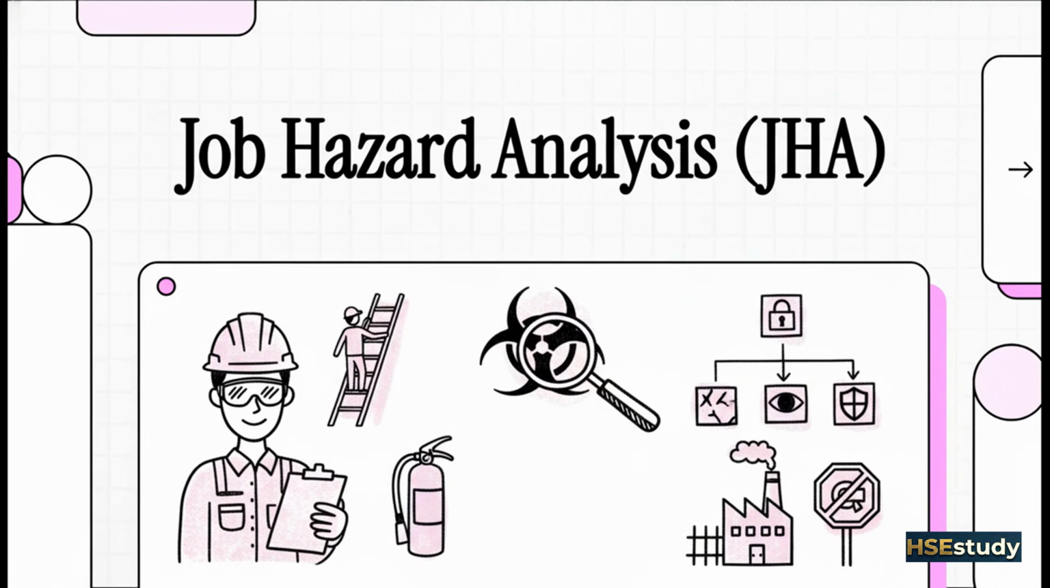Today, we're going to walk through one of the most powerful tools in workplace safety, the Job Hazard Analysis, or JHA. This is a clear, step-by-step guide on how to write one so you can stop accidents before they ever get a chance to happen.